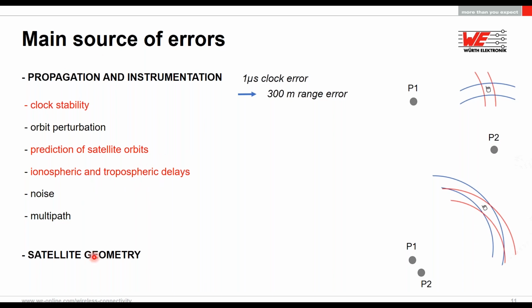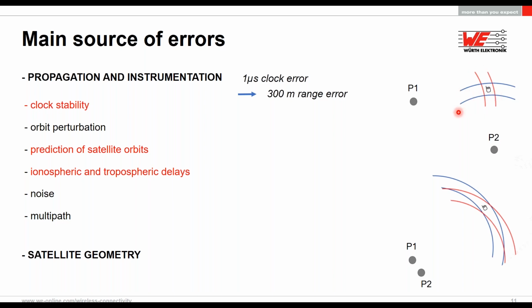Second category is the satellite geometry. We can understand this through these 2 pictures on the right of this slide. In the upper picture, we have two reference points that are far away from each other. And we have, for each reference point, the range measurement and 2 lines for the range measurement, which represent the uncertainty in the measurement. So we have 2 red lines for P1 and 2 blue lines for P2. And we know that the position of the receiver will be in this area of intersection of the measurements.